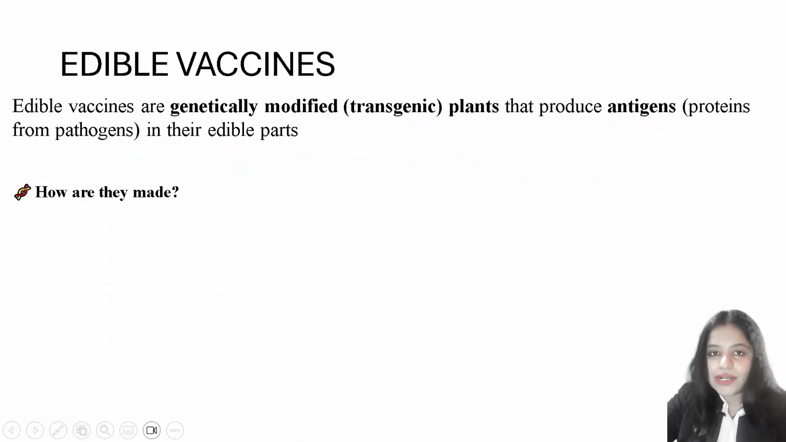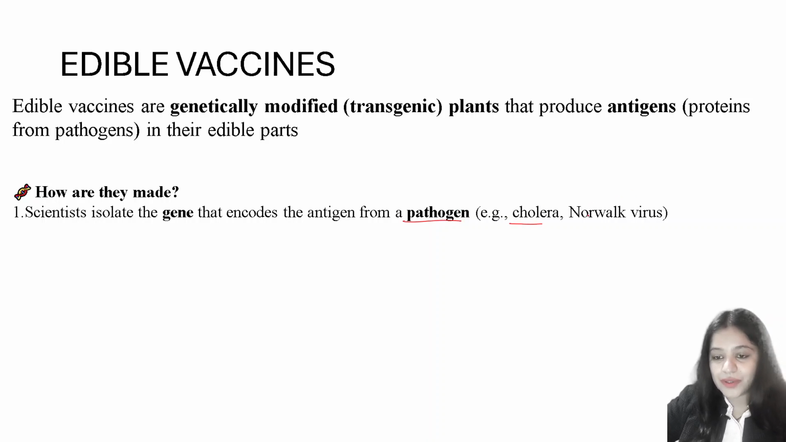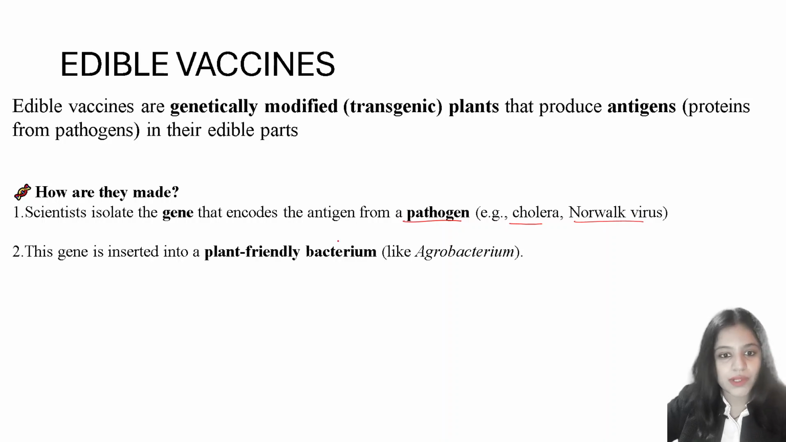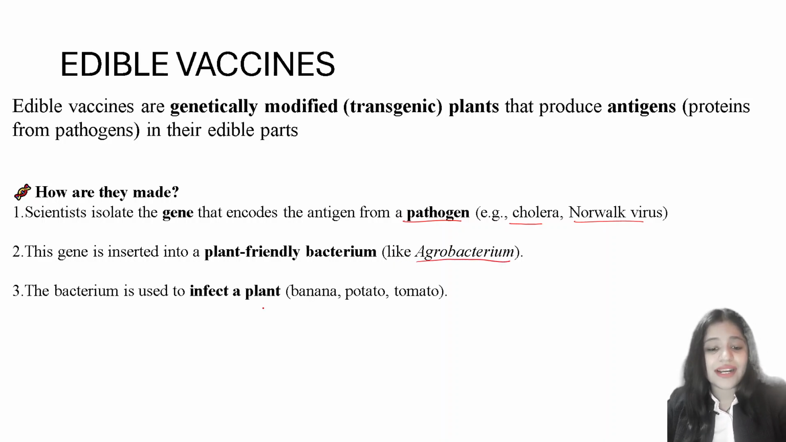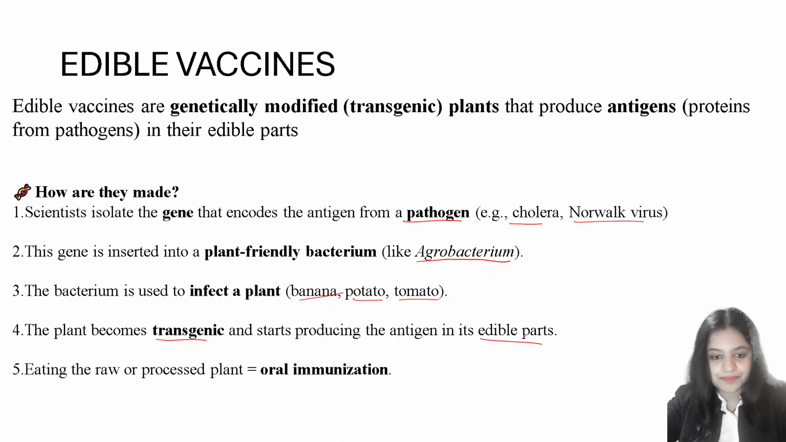Now, how are they made? Scientists isolate the gene that encodes the antigen from a pathogen, for example, the antigen from a pathogen like cholera or the Norwalk virus. Then this gene is inserted into a plant-friendly bacterium, like Agrobacterium. Now this bacterium is used to infect a plant, be it banana, potato or tomato. The plant becomes transgenic, genetically modified, and starts producing the antigen in its edible part. Clear? Eating the raw or processed plant gives us oral immunization. Clear?